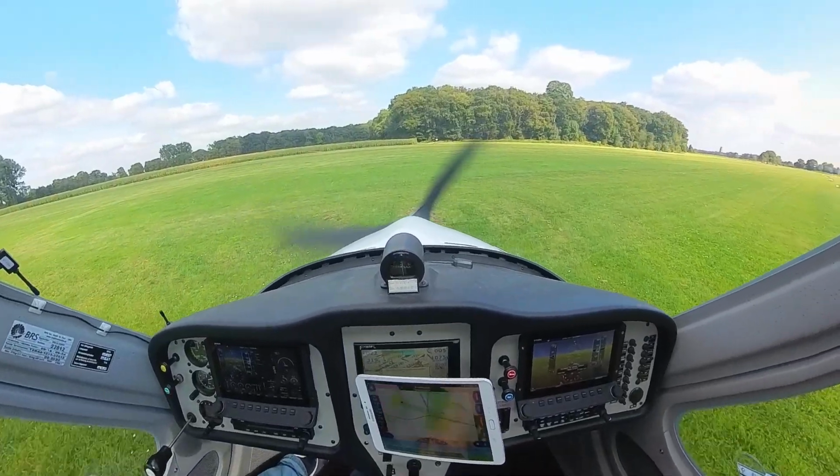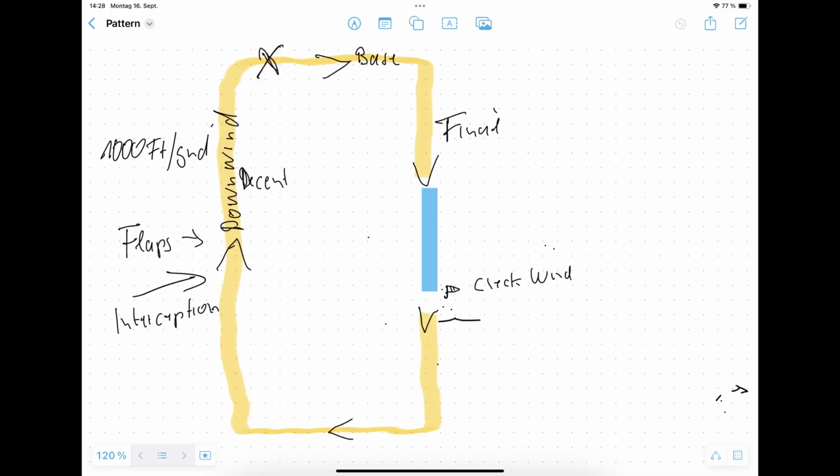So what happened? This is a typical pattern you're flying. You see the blue strip, you're starting in the direction down there, then you're doing a right turn, reaching the altitude for this pattern. In the middle of this downwind, I put in the flaps, and that's about 1,000 feet there, and start a sort of descent.